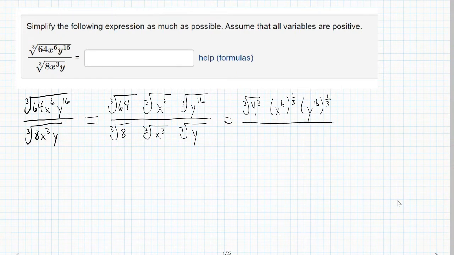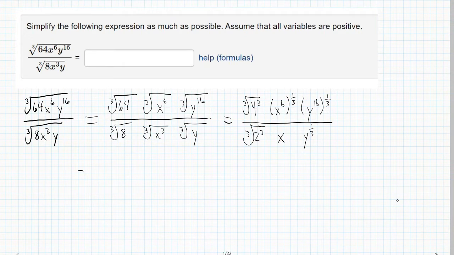And then all of this is over, well, 8 is just 2 cubed, so we'll write that. And notice you have a cube root of x cubed. Those cubes, you could write it as x to the 3rd raised to the 1/3, but they'll cancel anyway, and you're left with just x. And then we have the cube root of y, so this is just y raised to the 1/3.